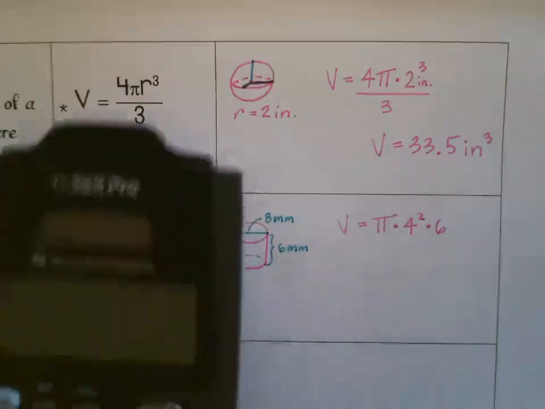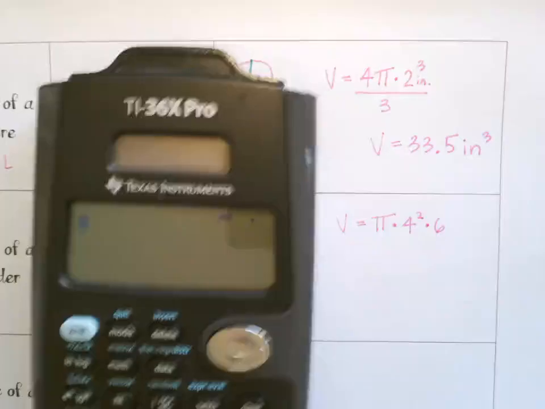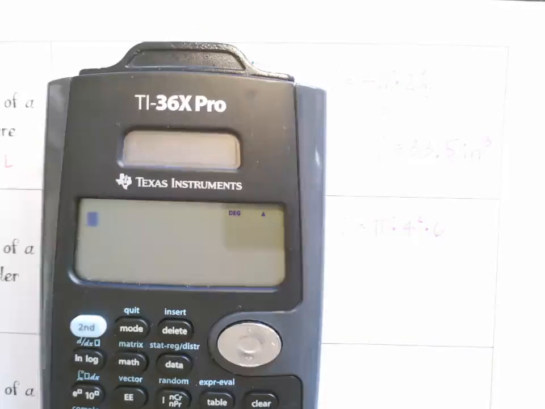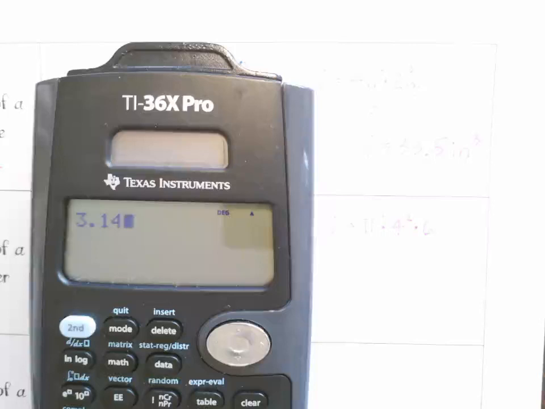All right, so then we grab our calculator. And again, if you don't know how to do exponents or you don't feel comfortable, you can just multiply the numbers. So 3.14 times 4 times 4 times 6.